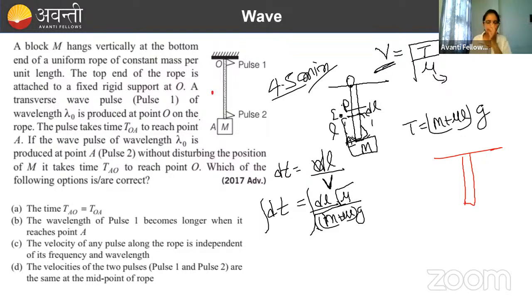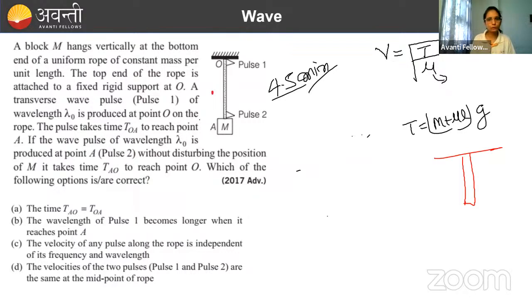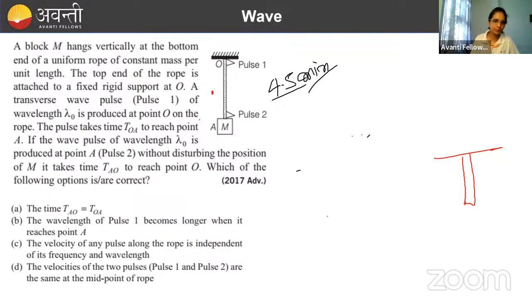Suppose the question had asked how much time it actually takes to go from M to O for pulse 2 or pulse 1. If I consider pulse 2, how much time will it take in going from A to O? How will we calculate that? Its velocity won't be constant throughout.